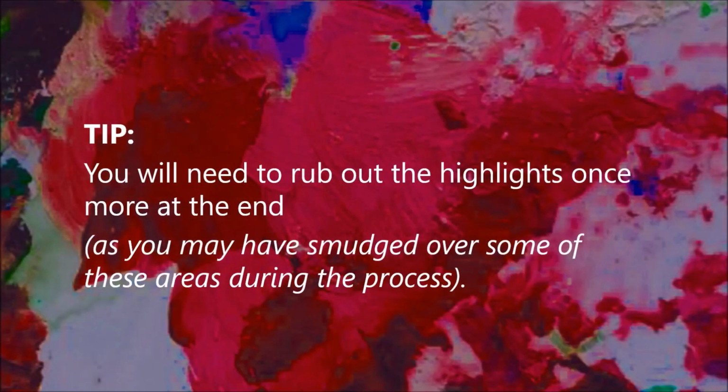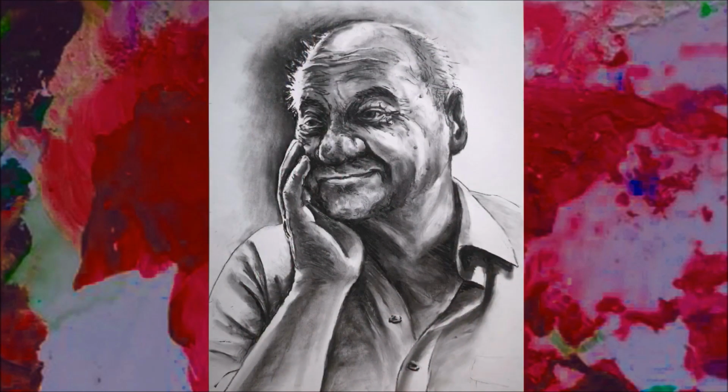Remember at the very end to rub out all the highlighted areas once more in case you smudged over them by mistake, and then spray to seal it all onto the page and fix it down firmly. So there you go, my tonal charcoal portrait in loving memory of John.